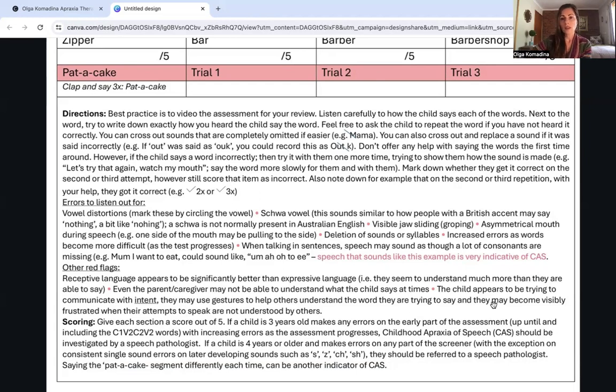So have a look if you can see visible jaw sliding. So "mum" might be, they're groping around, almost like trying to find the word somewhere, like "mum." We never should be moving our jaw when we're talking. So that's a sign. Is the mouth asymmetrical during the speech?